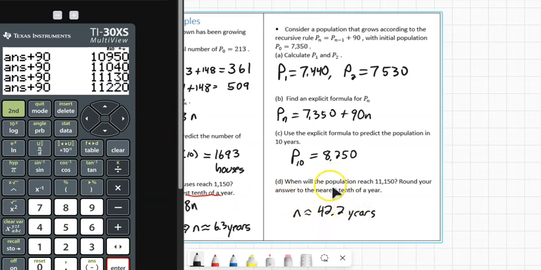So we can't get to the nearest tenth, but I'm pretty sure 42.2 is the right answer. Although I couldn't get it with this method, I verified that it's a little after 42 and it's before 43, and that makes me feel much better about that answer. All right, I hope this all helps.